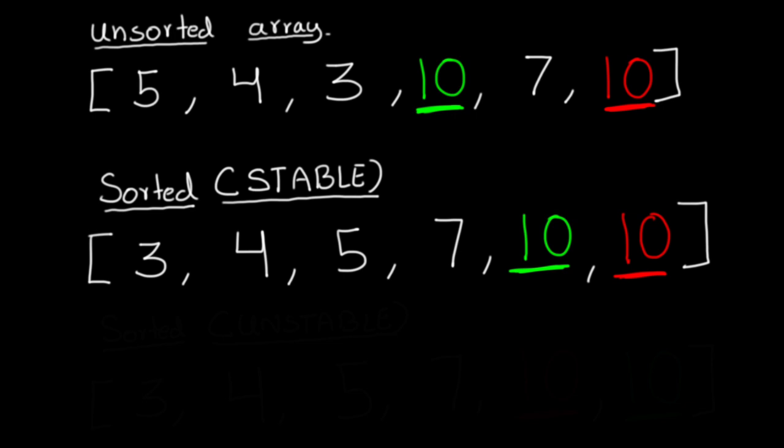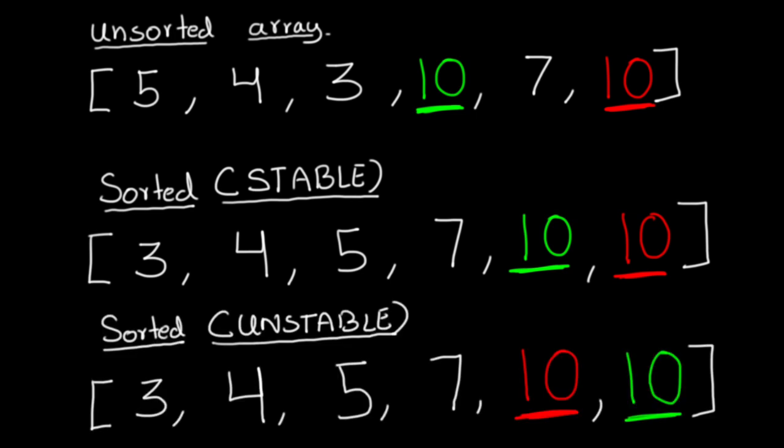In the parent array, the green 10 comes before the red 10, and this order is followed in our stable sort. But when you look at our sorted unstable array, the red 10 comes before the green 10, and it does not maintain the order followed by our parent array. And one more really important thing that we need to understand is, in an unstable sorting algorithm, it could be stable. And this is a could. There is a chance of it being stable. But when you look at a stable algorithm, it's always going to be stable no matter what.